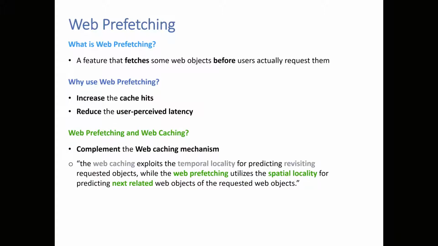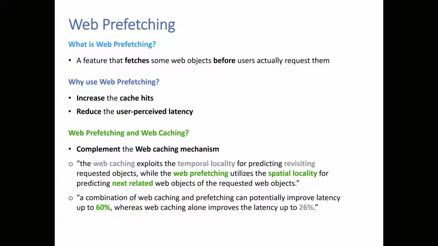Don't mix up prefetching with caching. The paper calls web prefetching a useful technique that can complement a web caching mechanism. Because web caching uses temporal locality to predict revisiting requested objects, while web prefetching uses spatial locality to predict next related web objects of the requested one. Several studies have shown that the combination of caching and prefetching doubles the web performance compared to caching by itself. It can potentially improve latency up to 60%.